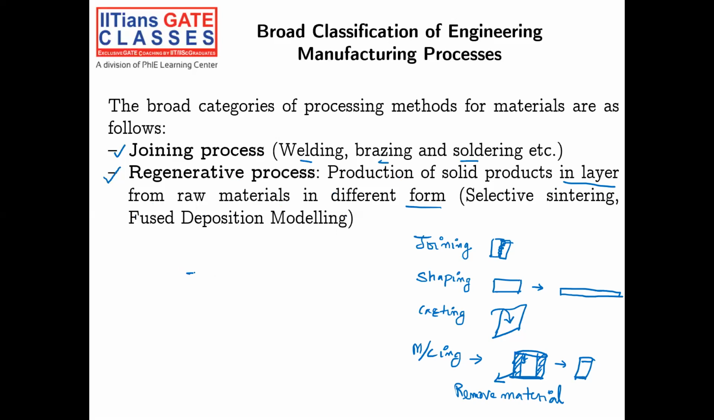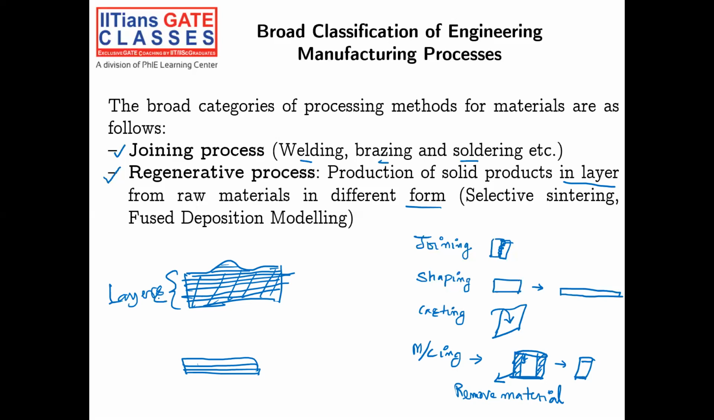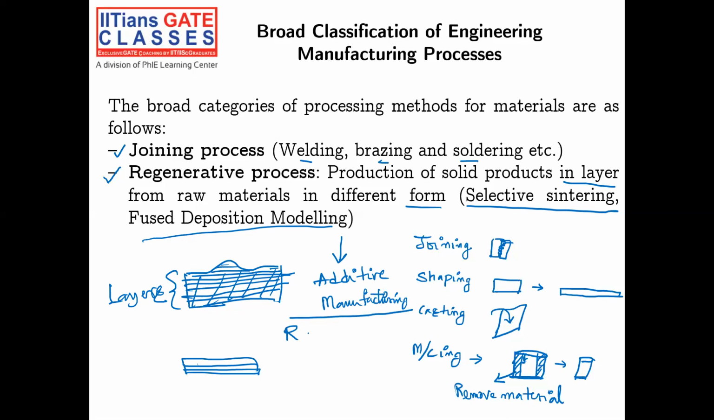So if you have a product, something like this, what you do is, layer by layer. You can add them layer by layer. I think if you already know, there are so many regenerative processes. Those are selective sintering, fused deposition models. This all comes under additive manufacturing. Sometimes it is also known as, I think you already know this, rapid prototyping.